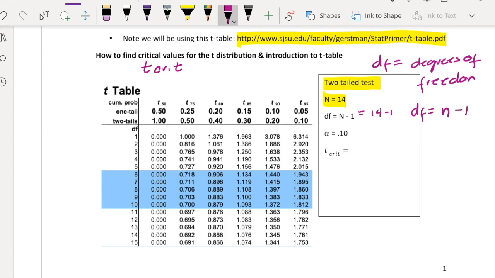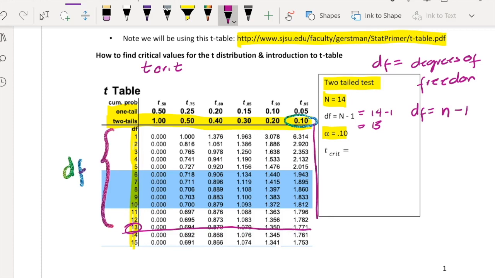N minus 1. Okay. You also need to know your alpha. So notice we have 2 rows. Here I'm going to focus on 2 tails. My alpha is 0.10, so it's that one. Over here I have my degrees of freedom. And my degrees of freedom for this specific problem were 13. So 13 all the way here, all the way down here. So this is going to be my T critical, 1.771.